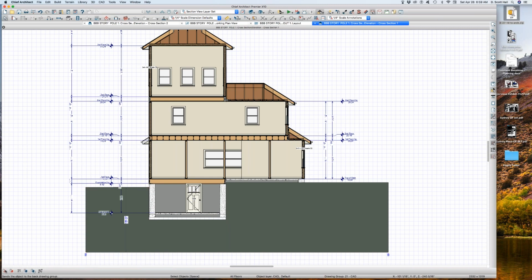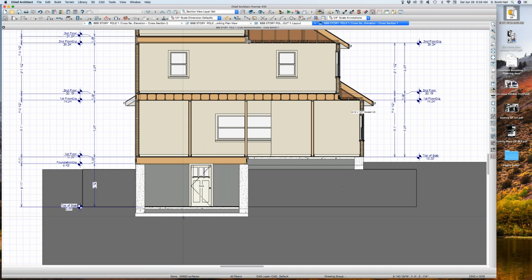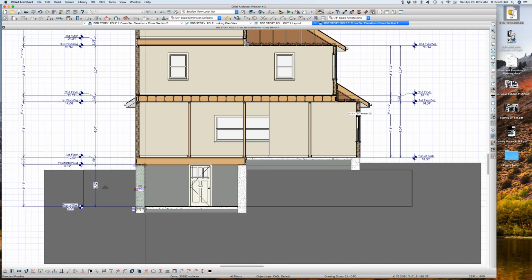Just send it to the back, you nitwit. There it is. And I'll turn off the terrain. You can see. So there we go. I like that. And if I put a footing underneath these things, I'd have that. So what was the point of this?